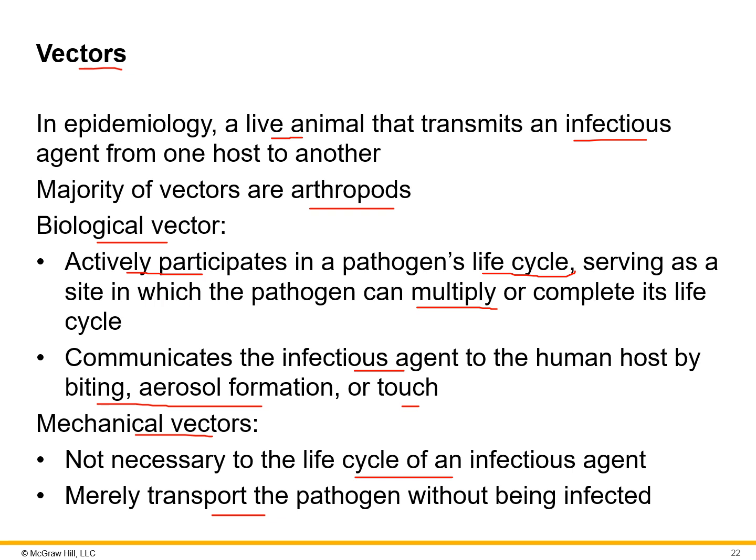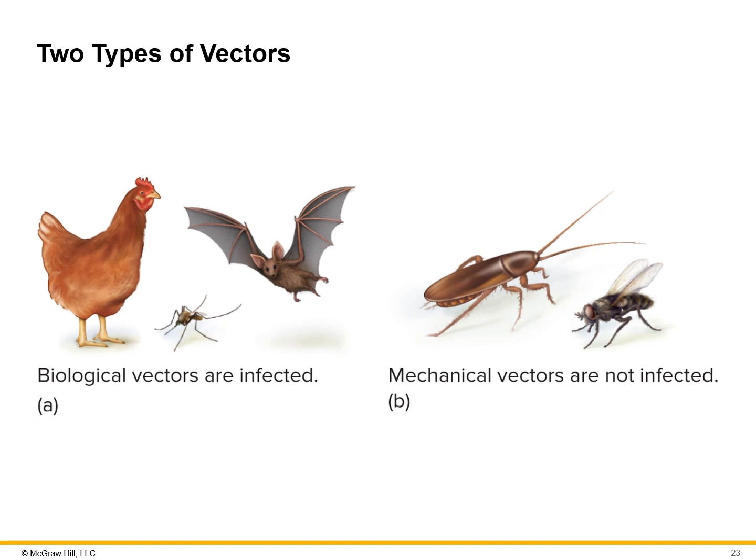And a tick could be a biological vector or a mechanical vector. It may just be passing it from one organism to another, so it's mechanical, or the organism could be reproducing inside of the tick, making it biological. So again, just the difference here. Biological vectors are actually infected. The microbe is actively multiplying inside of the chicken or inside of this mosquito or a bat, whereas a mechanical vector, like a fly, may pick up a virus from one person and transmit it to another. They're not actually reproducing on the fly or the insect, but they are still transmitting it.